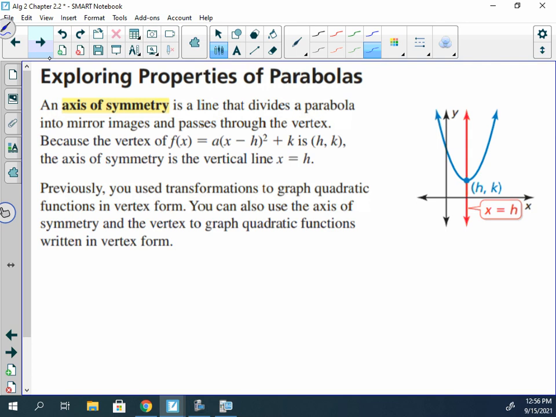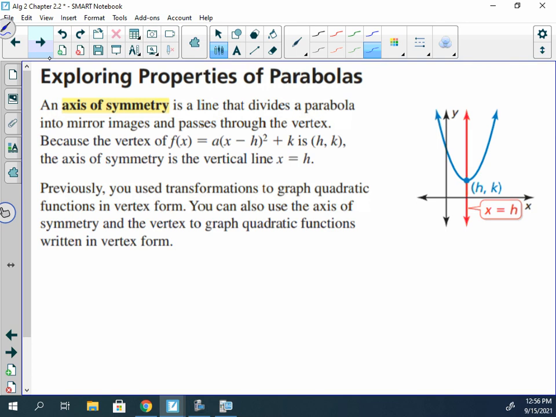Because a quadratic is a U-shaped graph that is reflected across a line of reflection. And that line of reflection will always go through the vertex. So x equals that h value is the line of reflection that will mirror across it.